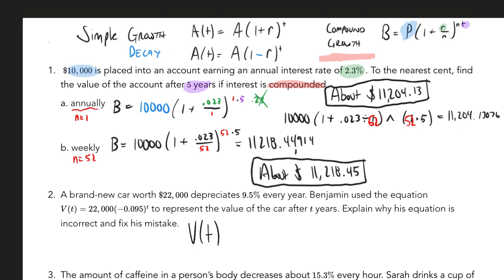So V of t equals 22,000 times 1 minus 0.095 to the t power. So the explanation there is that he didn't take it from 100%. So losing 9.5% every year doesn't mean you only have 9.5% left. You have 90.5% left, because 100 minus 9.5 is 90.5. So this is where that gets taken care of. So be careful about that.